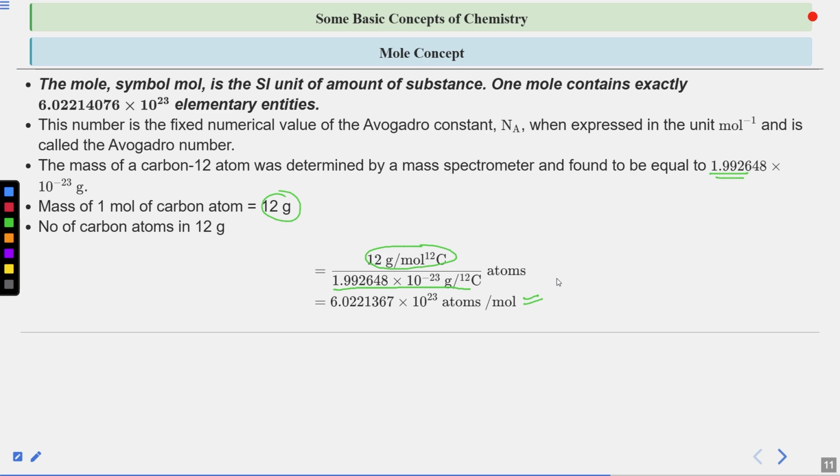I hope you are getting the point. It is basically the number of carbon atoms which are present in 1 mole of carbon. And what is 1 mole of carbon? 1 mole of carbon is 6.0221367 into 10 to the power 23 atoms.